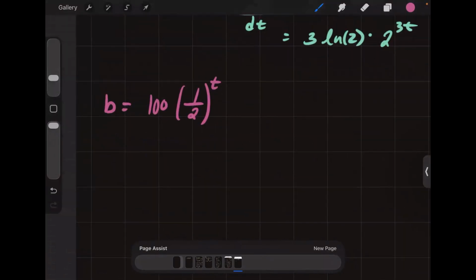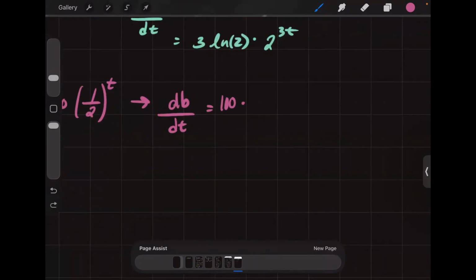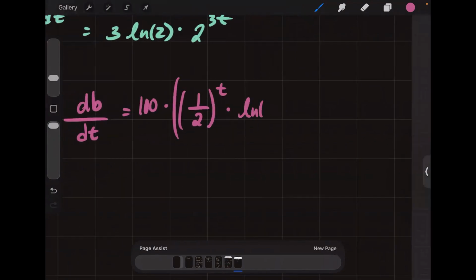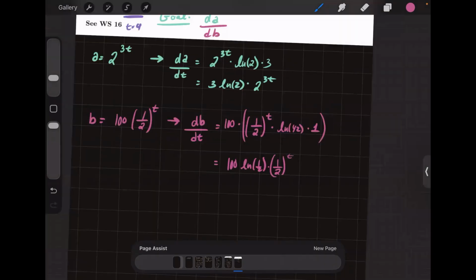Well, that means you know that dB/dt is equal to 100 times, because it's constant multiple, right? A to the U times ln of A times the derivative of U, which can then be written as 100 ln of 1/2 times 1/2 to the t, right?